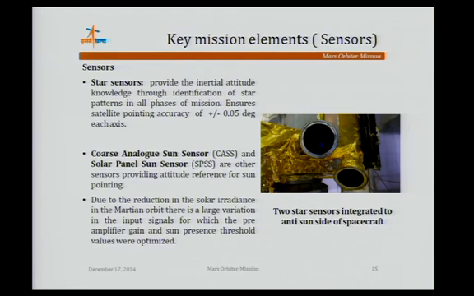Sensors. There are 2 types of sensors. The star sensor gives the absolute attitude in the inertial frame in all 3 axes with an accuracy of plus minus 0.05 degree on each axis. Coarse analog sun sensors were given in case of star sensor failure only. Those will be used to recover from an unknown condition. Due to the reduction in solar radiation, the coarse analog sensors have been trimmed to give proper sun presence signal and attitude references in Martian orbit and in all the phases of the mission.